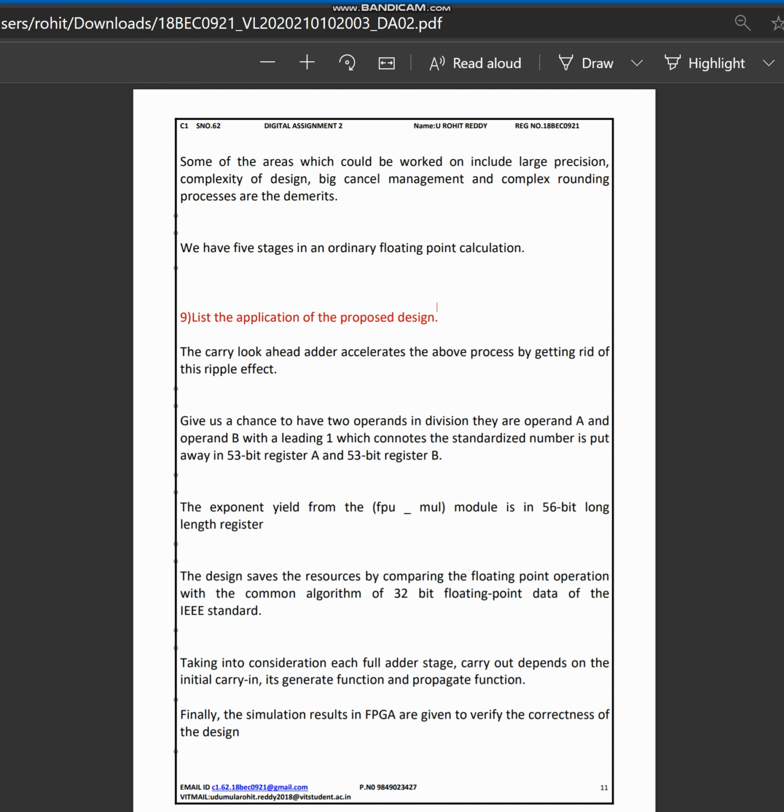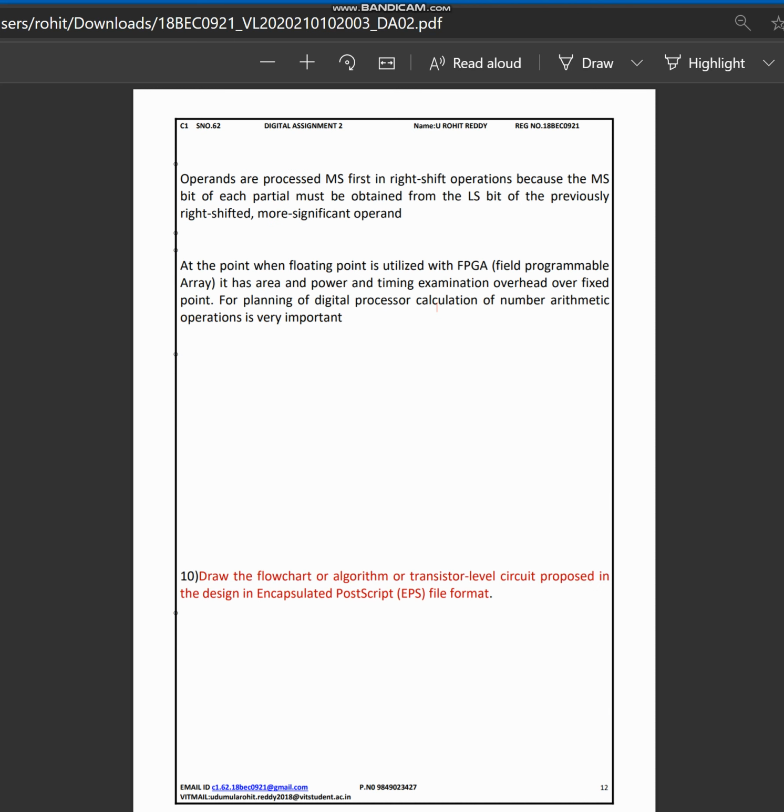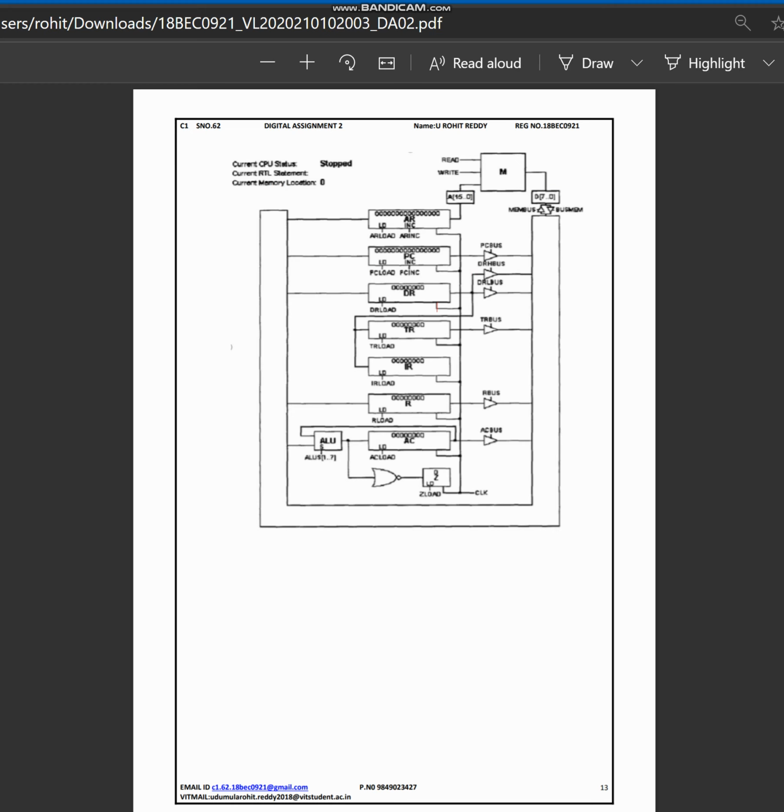What are the applications of the proposed design? So these are the applications of the proposed design. And at last, we have the flowchart or algorithm or transistor level circuit proposed in this design in an ESP file format, which is this.